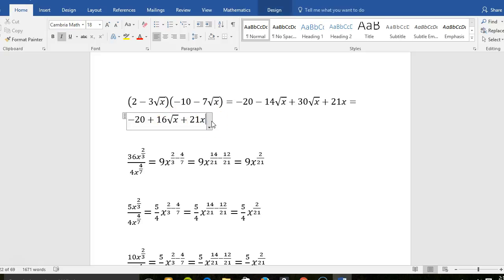And that's good. You can stop there. But for good manners, I'll put the positive 21x in front, the positive 16 radical x in the middle, and the minus 20 at the end. Just for the sake of good manners.